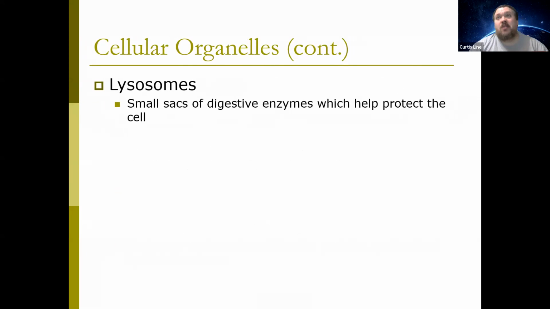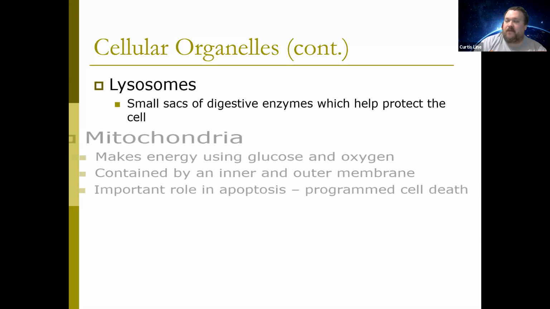Lysosomes are probably the organelle we care about the most in our class, because lysosomes are what the cell uses to kill bacteria. Lysosomes are sacs of digestive enzymes which help to protect the cell by digesting the bacteria that tries to get into the cell. So we're going to talk a lot about this process. We're going to talk about phagocytosis and how white blood cells in particular have this ability.